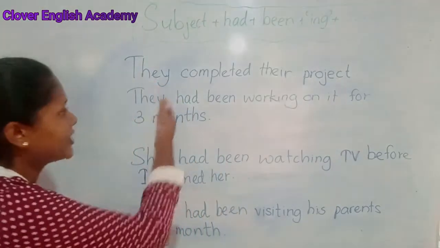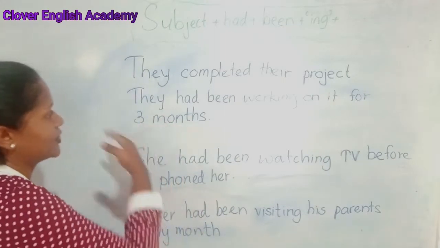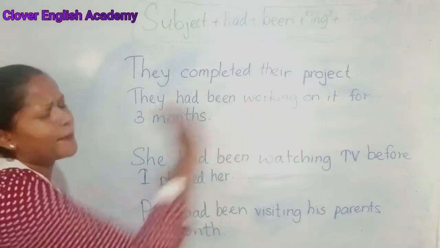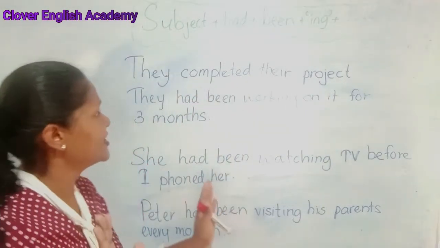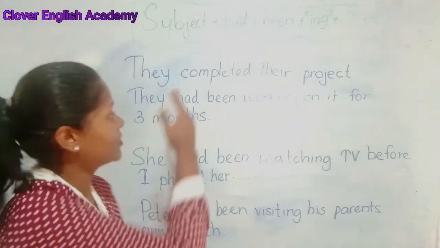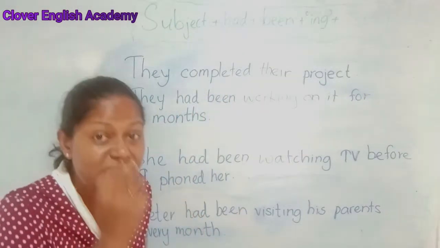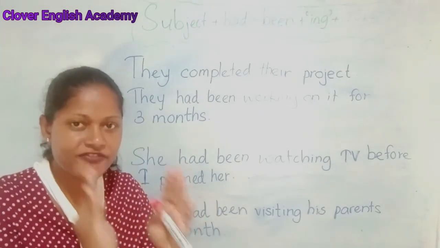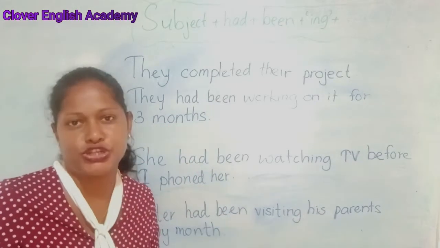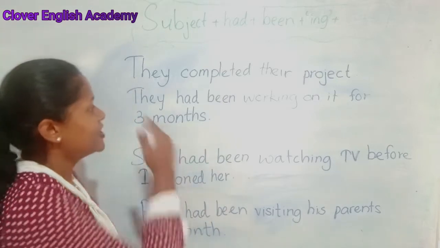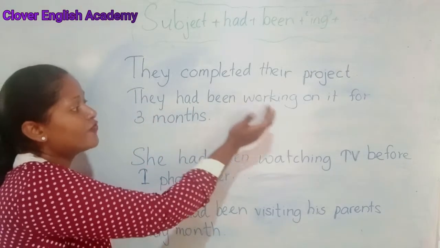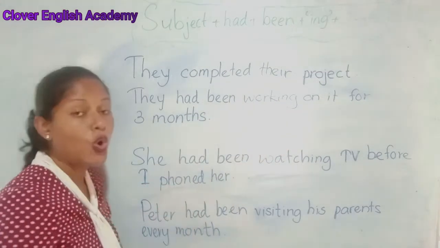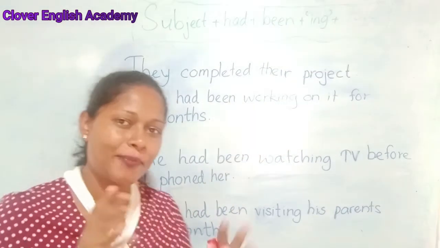Okay. Now look at these 3 examples. They have completed their project. They completed their project. So not they have completed, they completed. එයාලගේ project එක කරලා ඉවර කරා. Completed. Totally finished. කරලා ඉවරයි. Right. So they had been working on it for 3 months. එයාලා project එක කරලා ඉවරයි.